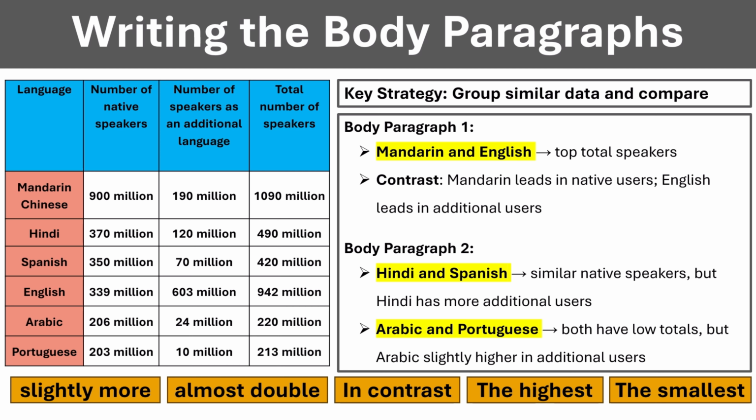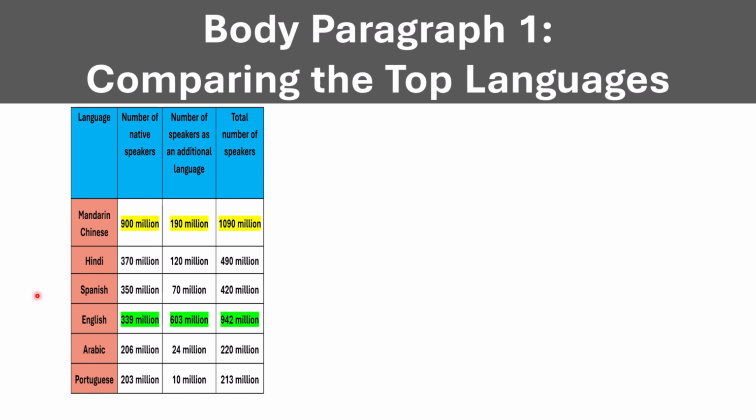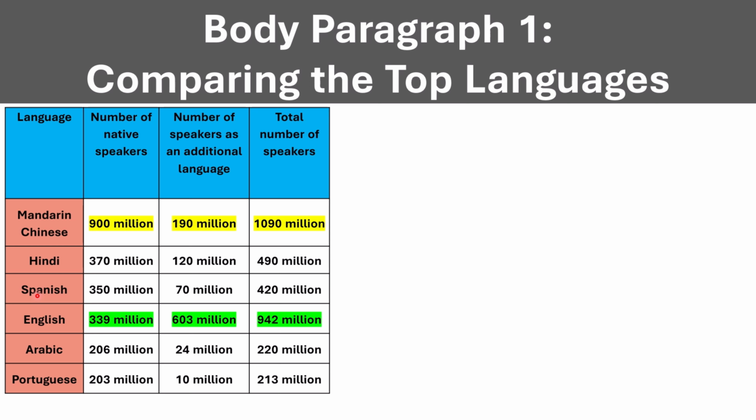Next, we will look at how to write these comparisons in full sentences. Let's now look at body paragraph 1 and how it develops the key comparison between Mandarin and English. We start with a clear sentence.